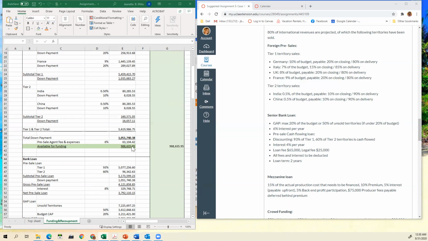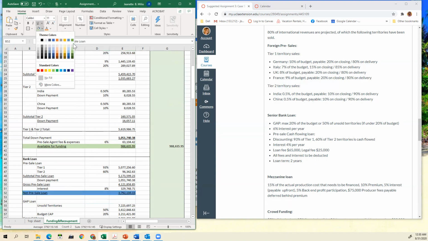So now for this part of the loan, which is the asset-backed loan, it's a loan against our pre-sale contracts, our distribution contracts. We have to pay 8% as an interest for the entire term. And that interest is charged against this loan amount. So it ends up being a net loan for us of 3,792,110. I'm going to make this slightly green so we know we're going to get this money.